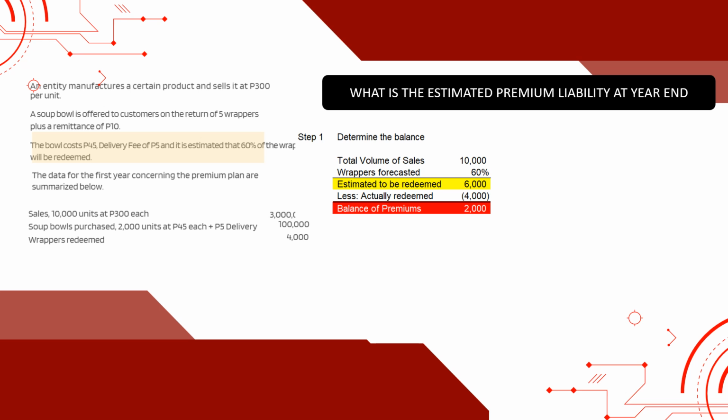But in actuality, only 4,000 redeemed. So out of the 6,000 estimate minus 4,000, you have 2,000 unaccounted for. That outstanding estimate is what we will record as your premium liability. So, what we will do is, okay, 2,000.